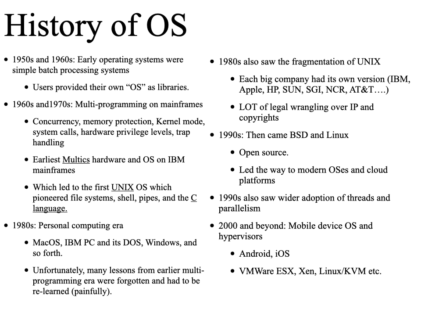So users would provide their own operating systems as libraries, as we discussed earlier, to know how to interact with the hardware. And there was no multiplexing or protection issues in the earliest computers.